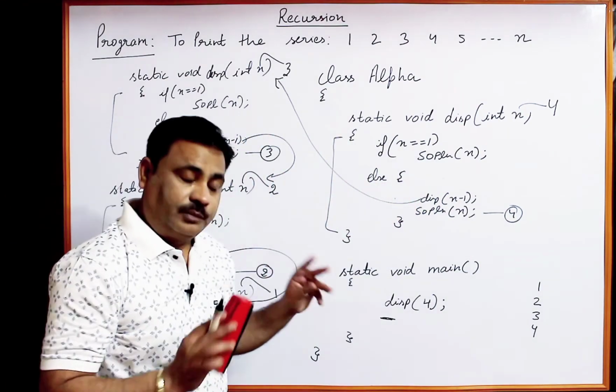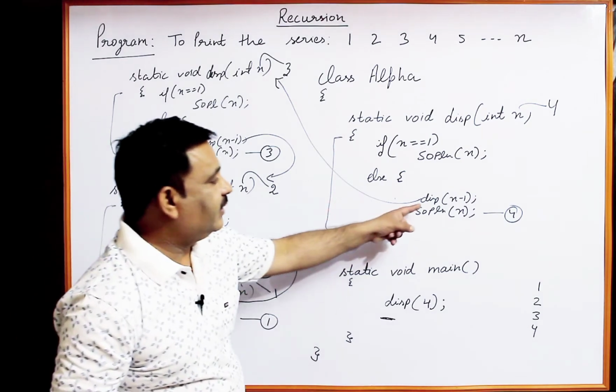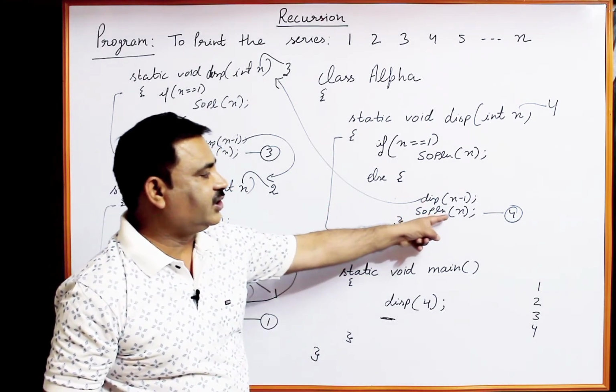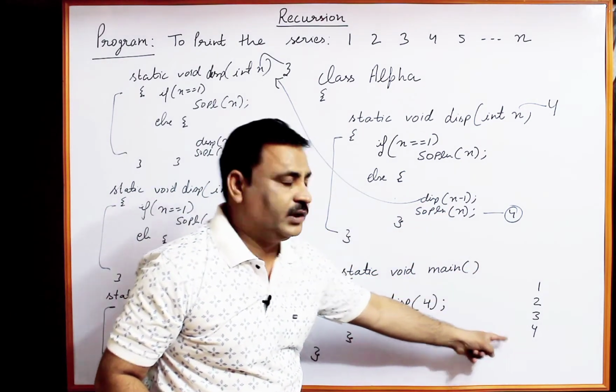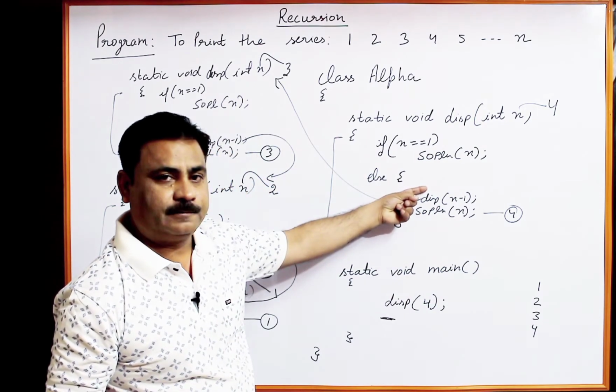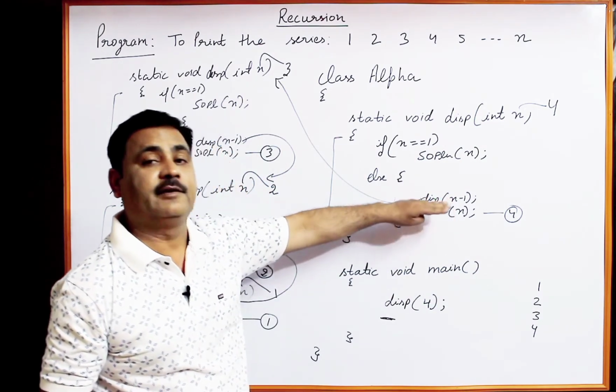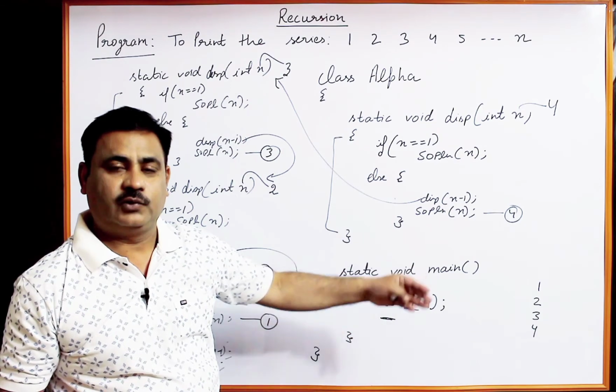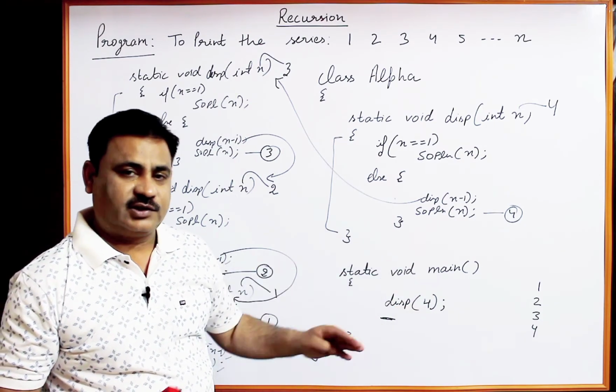So I hope this is clear to you. If you write this statement after the function call, it will print 1, 2, 3, 4. If you write before the function and remove from here, then it will print reverse counting, 4, 3, 2, 1. Just this change you have to make.